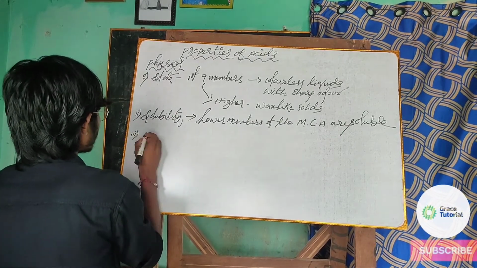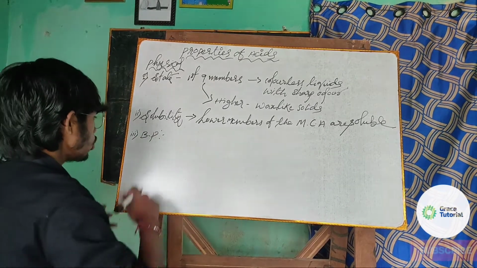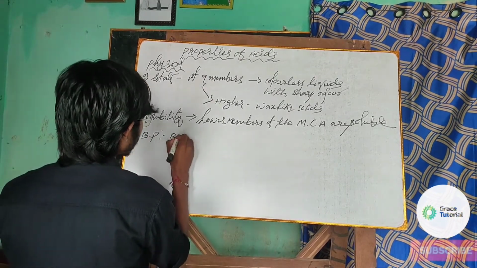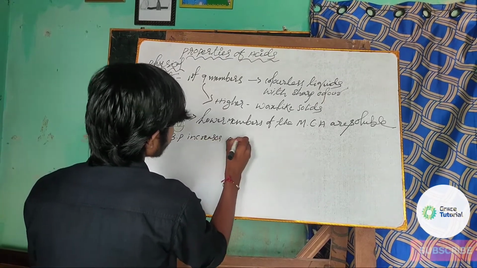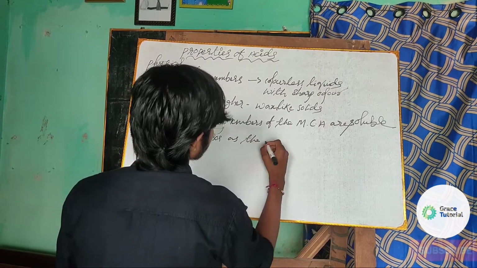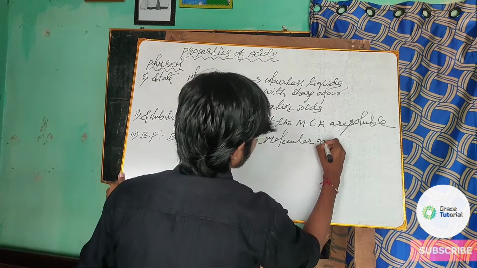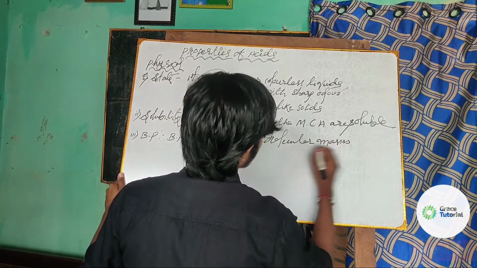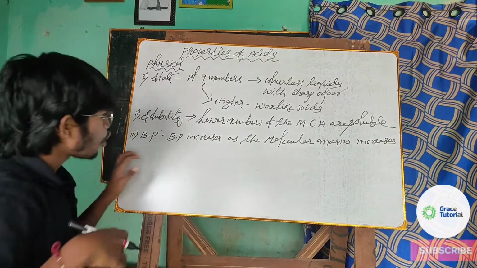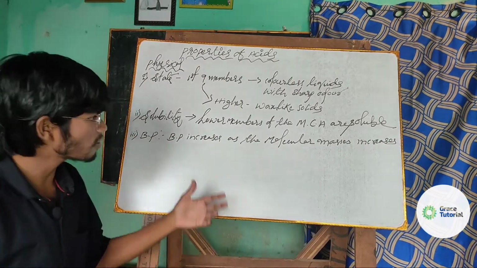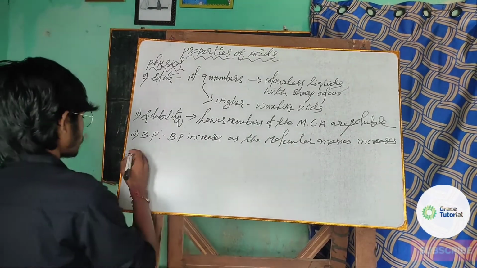And next we'll discuss boiling point. The boiling point increases as the molecular mass increases. So the boiling point of monocarboxylic acids increases as the molecular mass increases, due to the interactions.